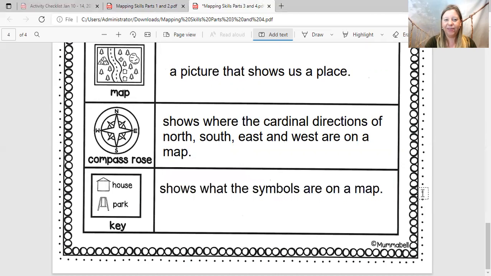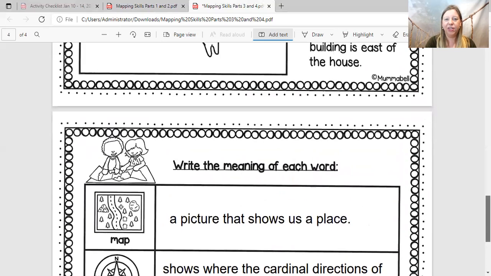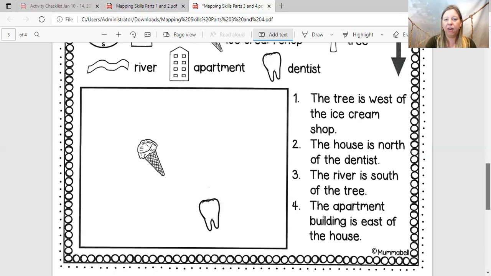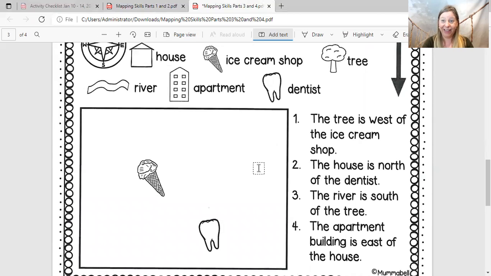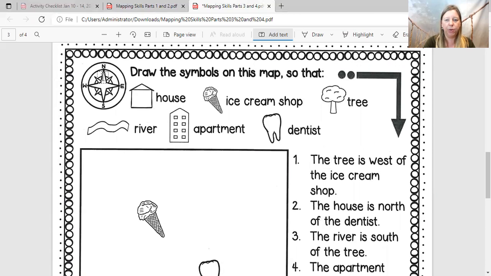Here we go. So once you have printed those words on your paper or on your screen, make sure you have filled in all of the symbols, now that you know what that is, using this key and these instructions for where they're placed according to the compass rose cardinal directions. And that is your social studies practice of map skills.